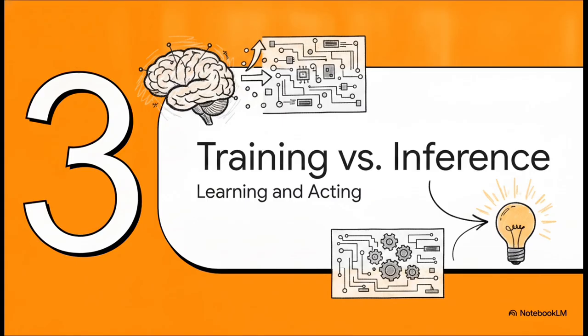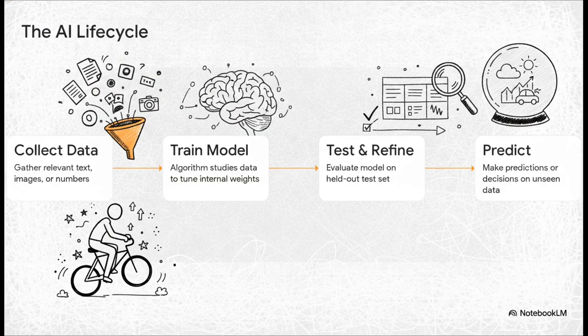Which brings us to Section 3, Training versus Inference. Let's walk through the AI life cycle. Step 1, collect data. Step 2, train model. Step 3, test and refine. And Step 4, make predictions.